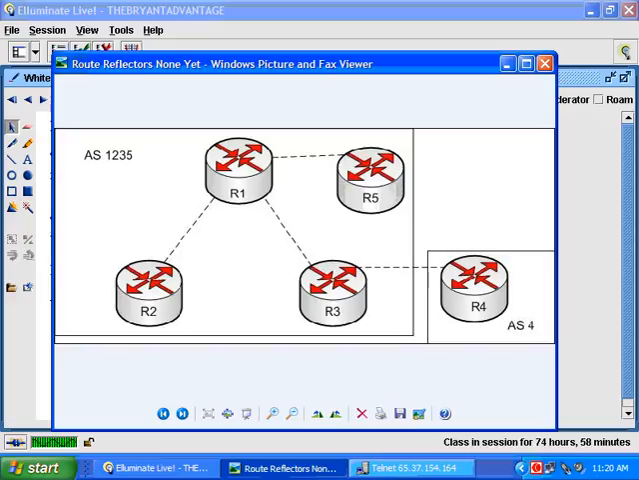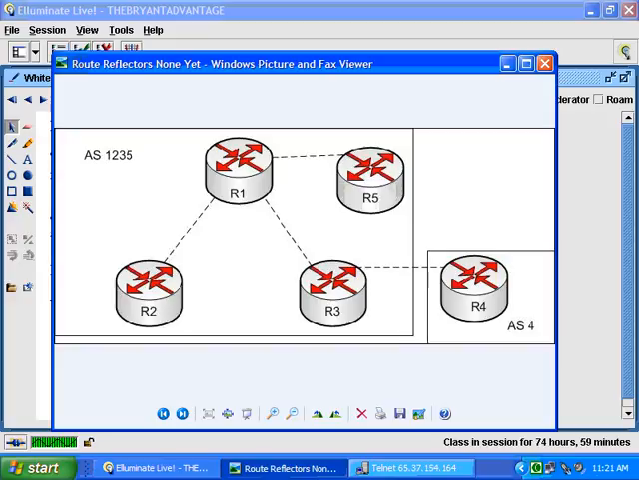Remember that formula? X times X minus 1 divided by 2. And here X is 4 because that's how many routers we have in the AS. 4 times 4 minus 1 is 12. That's 4 minus 3. Excuse me, 4 times 3. And we divide 12 by 2 gives us 6. We would need 6 total TCP connections to make this work with a full mesh.